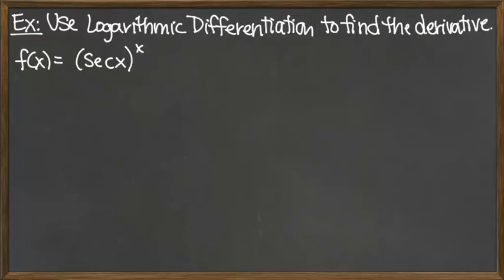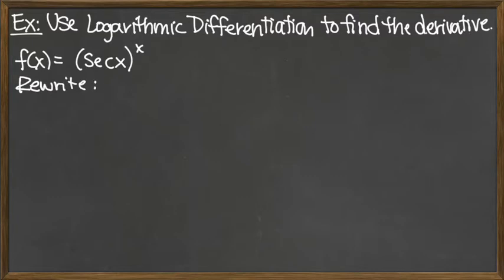To take the derivative of the function f of x equals secant of x to the x power, since we have both the x in the base and in the exponent, a logarithm is going to be required for this derivative. And so we use the process of logarithmic differentiation as the way to take this derivative so that we can introduce the logarithm. So what we do for logarithmic differentiation is we start by rewriting.